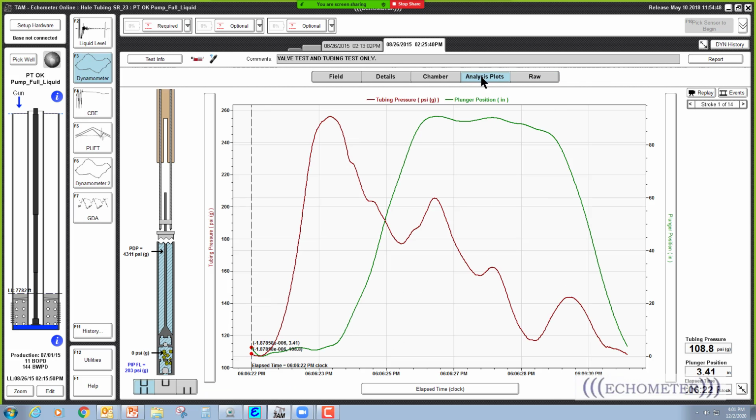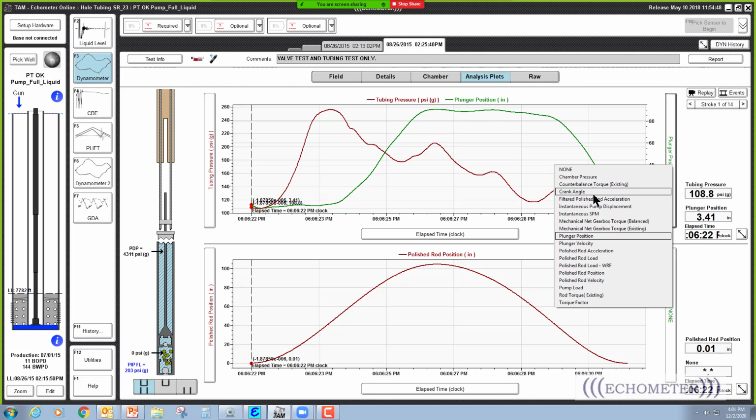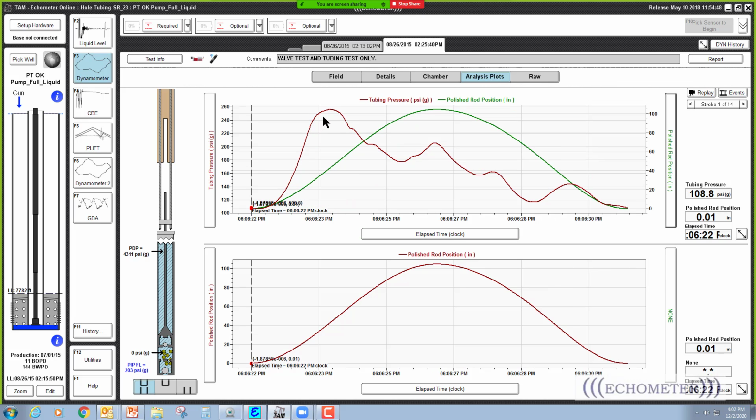Also on the analysis plots, you can show 2 analysis plots if you want. And this shows tubing pressure in red, and then polish rod position in green. And so there is the polish rod position versus pressure. And that's for stroke number 1.